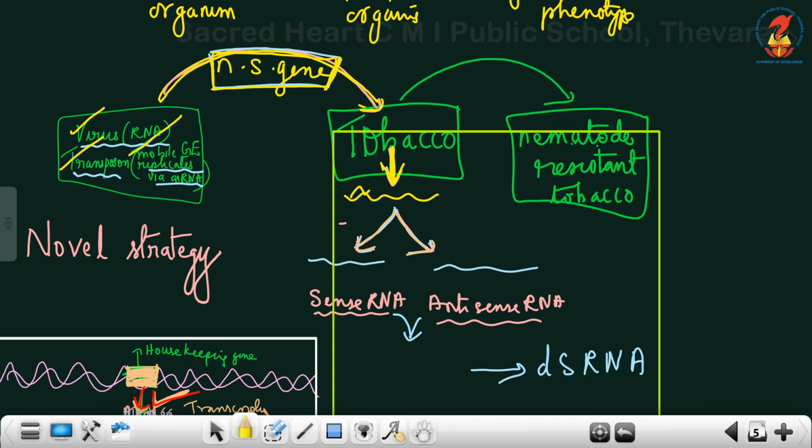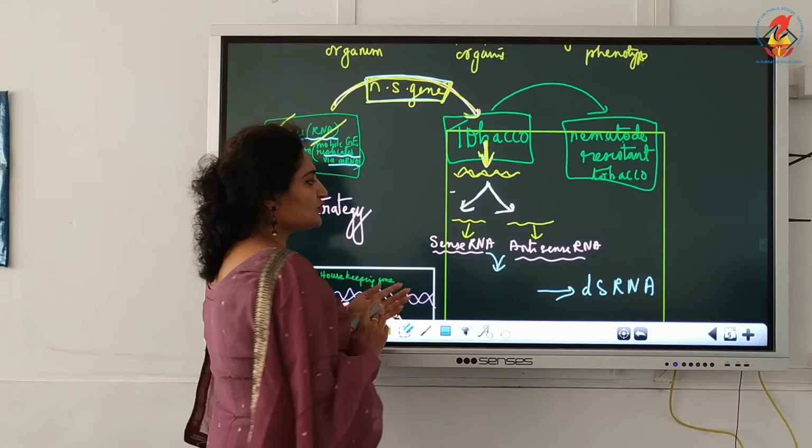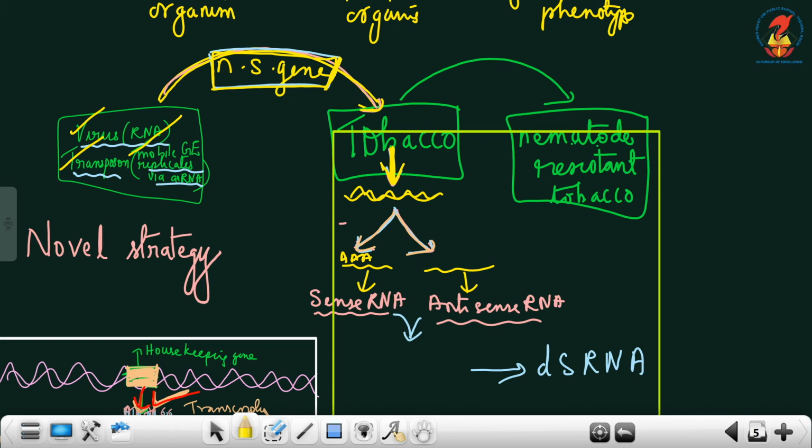Once it gets into tobacco, immediately it unwinds. And what does it form? It forms two strands of mRNA. This one is wavy and this one too. The name of this is sense RNA and this is antisense RNA. And I told you, the sense and antisense RNA are complementary. I gave the example A and GGG, so here it will be UUUU and CC, being complementary.